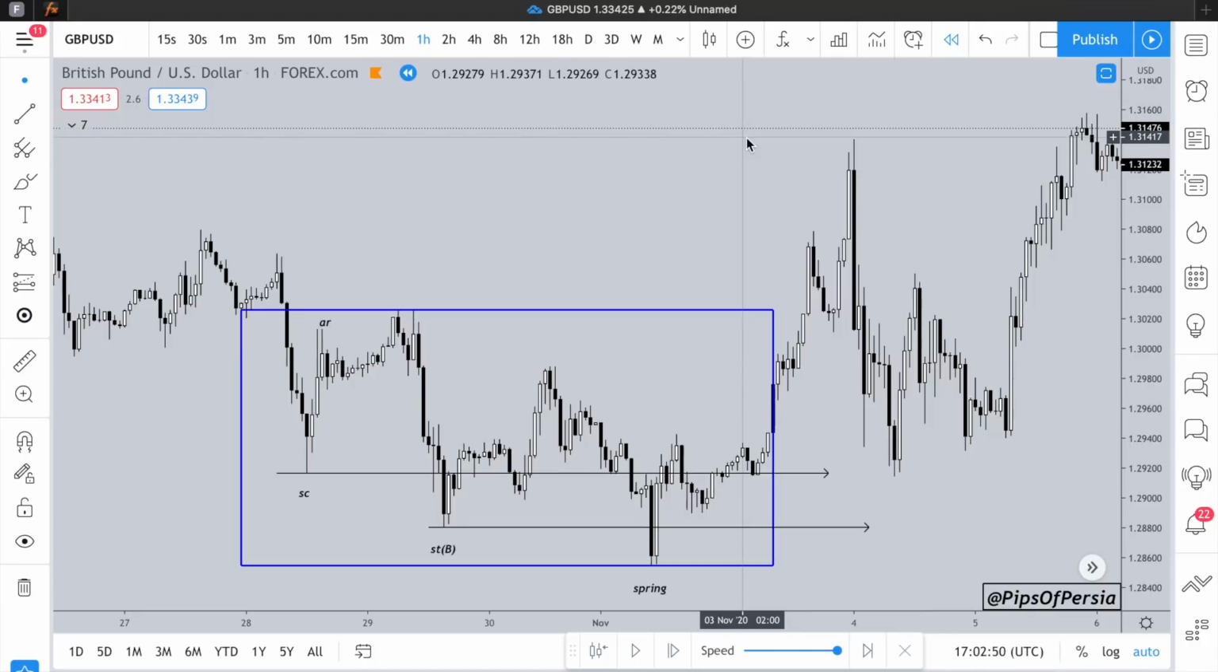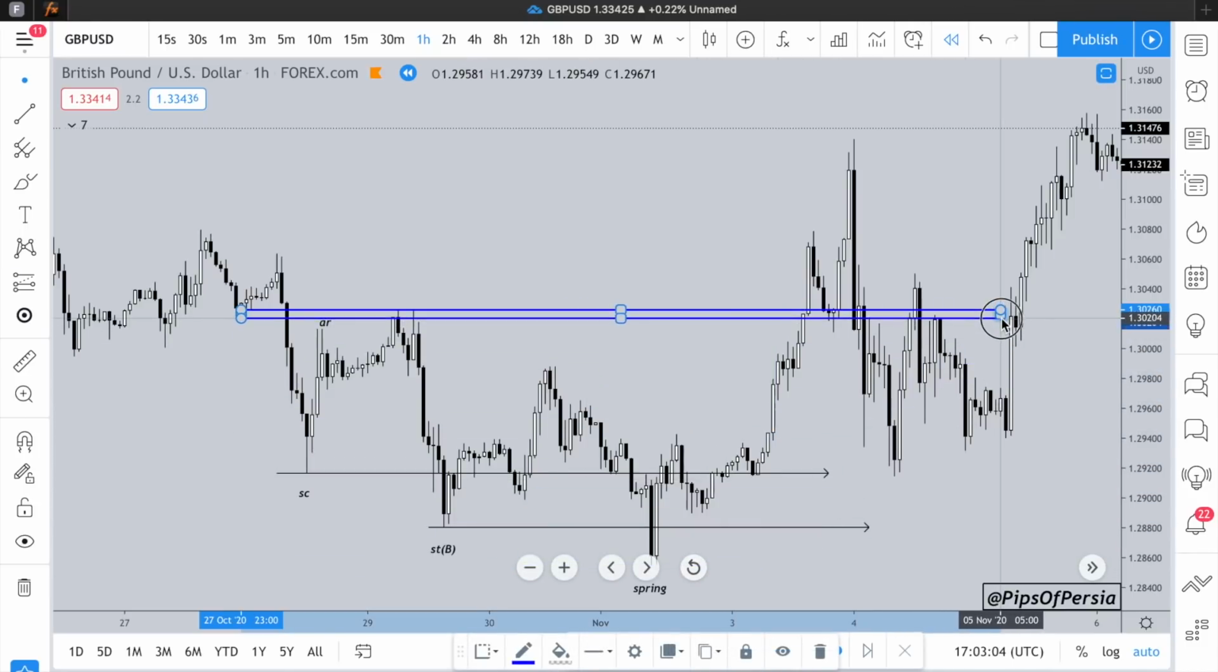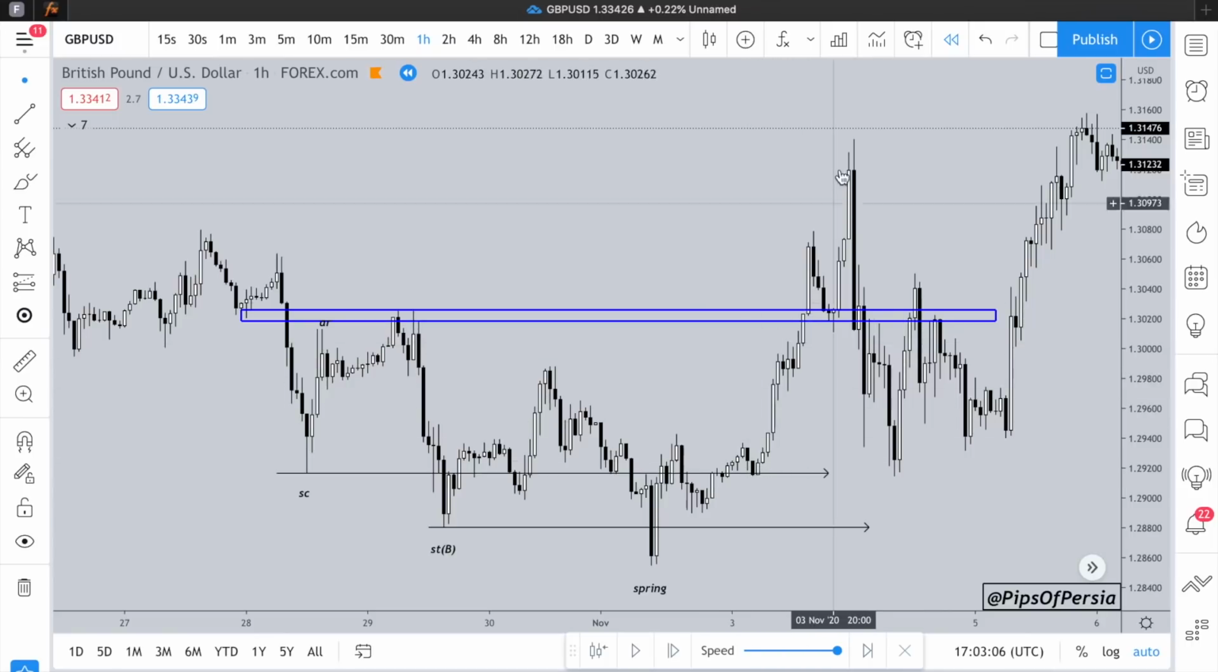Now, as I mentioned, an accumulation is a manipulation of the lows and a break of structure to the upside. So you always have to take into account, okay, we are definitely reaching below previous lows, but have we actually broken structure to the upside? And once the answer is yes, that's when your accumulation is going to be much more valid.